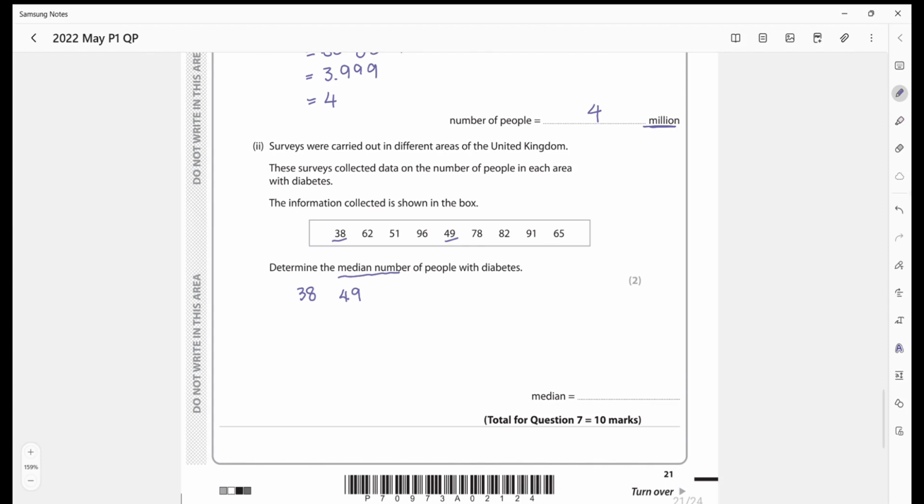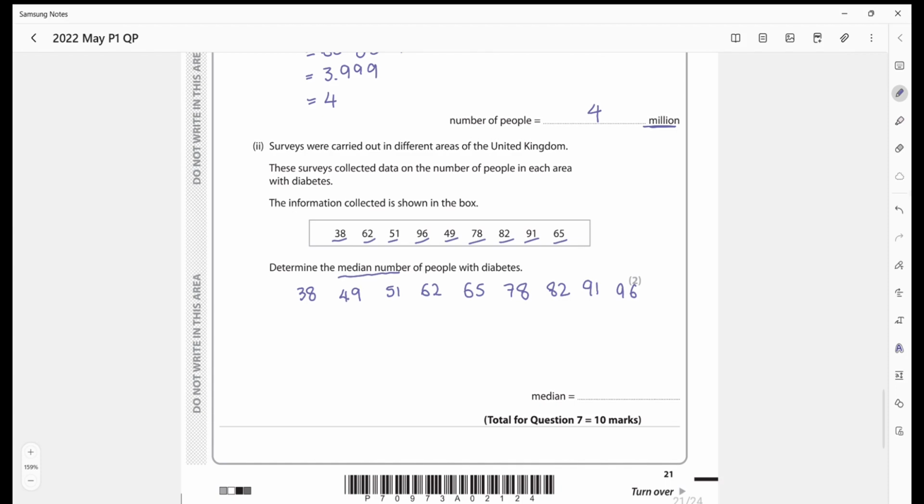The next number here is 51. So we need to do this in order to find the median, right? The next number is 62. Next number is 65. Next number is 78. Then we've got 82. Then 91. And the last number, 96.